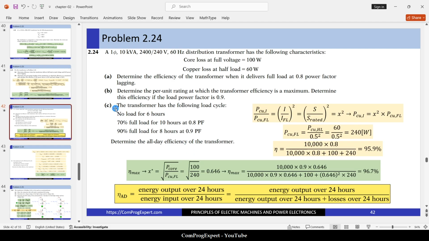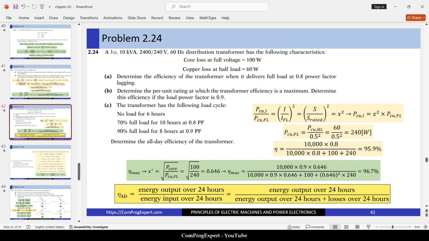The next part C: determine the efficiency when the transformer has the following load cycle. We have no load for 6 hours, 70% of the full load for 10 hours at 0.8 power factor, and 90% full load for 8 hours at 0.9 power factor. In this case, because we have a load cycle, we should use the all day efficiency of the transformer.